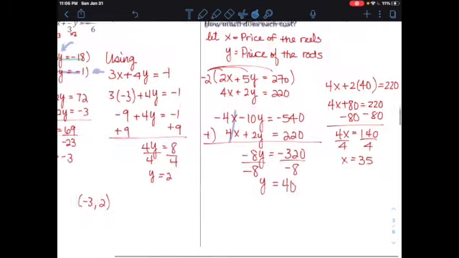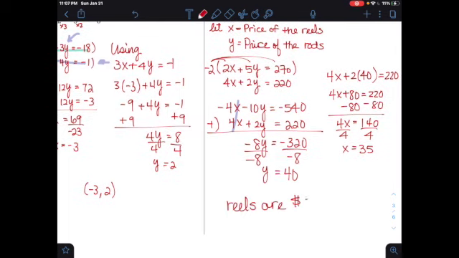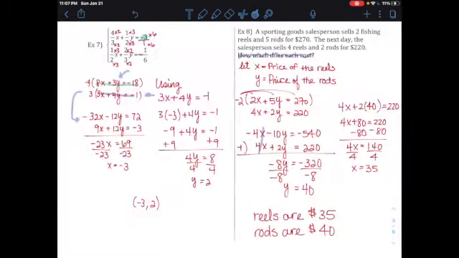So now go back and answer the question properly. Do not just give me ordered pairs. In this case, x is the price of the reels and y is the price of the rods. So you should say the reels are $35 and the rods are $40. And that is how you do the word problem. That's the kind of work I want to see.